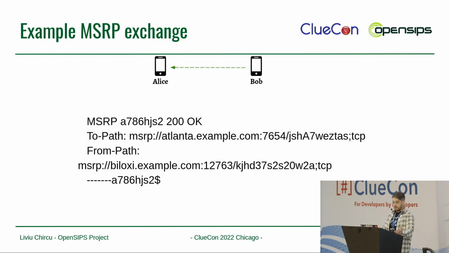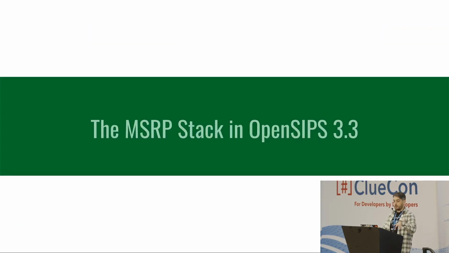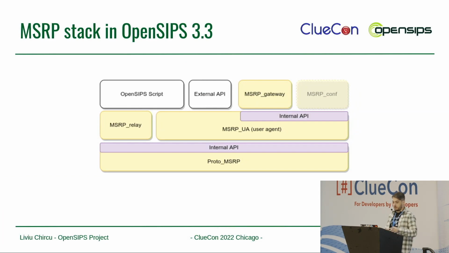And on the OpenSIPS side, we broke it down. These are some implementation details. We broke it down into a few layers. Towards the bottom, you have the protocol level, just like we have Proto, TLS, WSS, SCTP, all of that. Now you will notice in OpenSIPS 3.3, Proto MSRP. And on top of it, there are a couple of modules. One is the relay, then there's the user agent, and building on top is a gateway. I will go through each of them and run you through how they work.